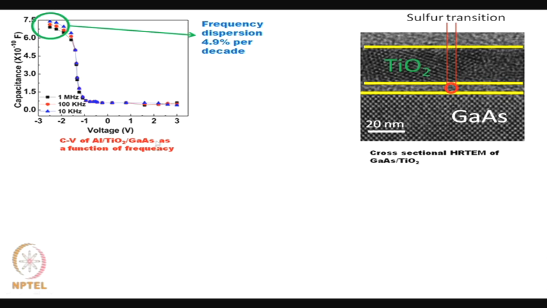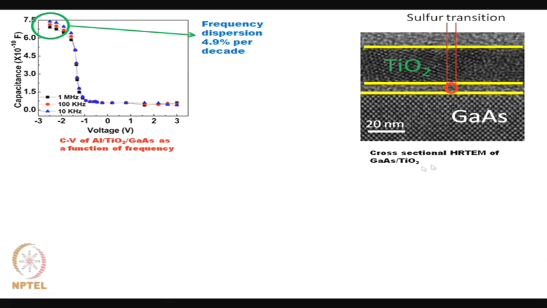This is the CV characteristics of the sulfur treated devices, where we have used titanium oxide and aluminum as the gate electrode. The frequency dispersion is very small, almost 4.9% per decade, because here we have used 3 frequencies. The blue one is 10 kilohertz, the red one is 100 kilohertz, and the black one is 1 megahertz. At lower voltages, like -2, -3 volts, there is obviously a dispersion, but the dispersion is very low, 4.9% per decade.